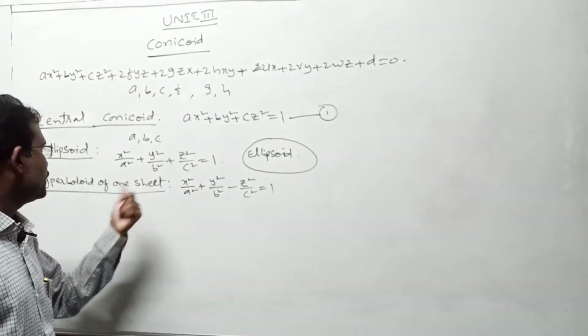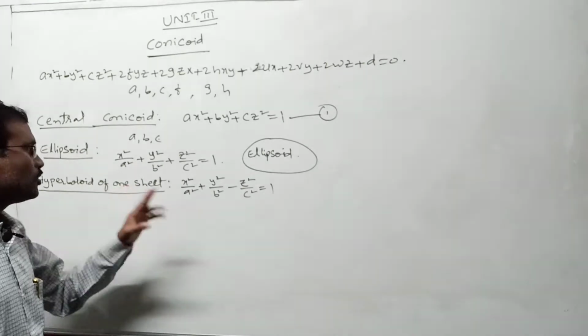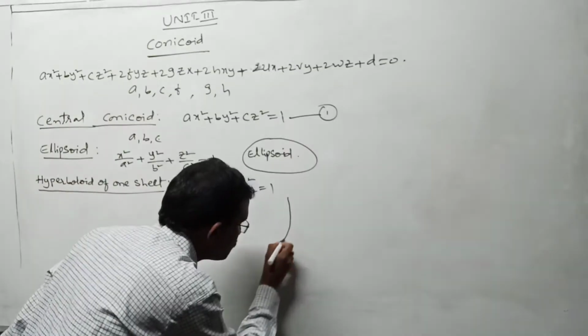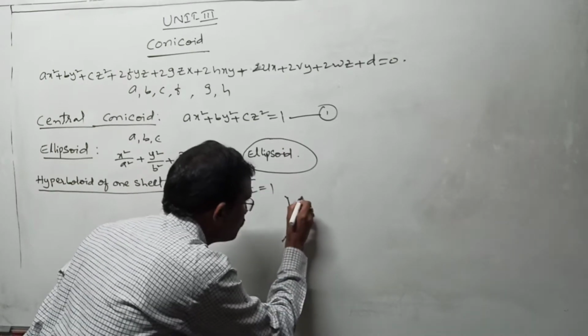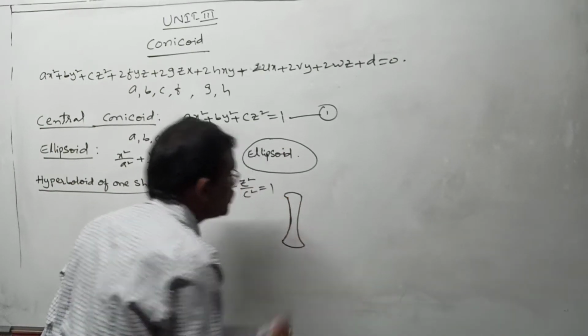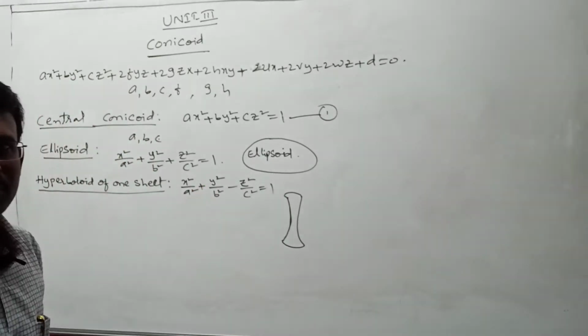Such a central conicoid is called what? Hyperboloid of one sheet. Its shape should be like this, like a chimney. This is hyperboloid of one sheet, right?